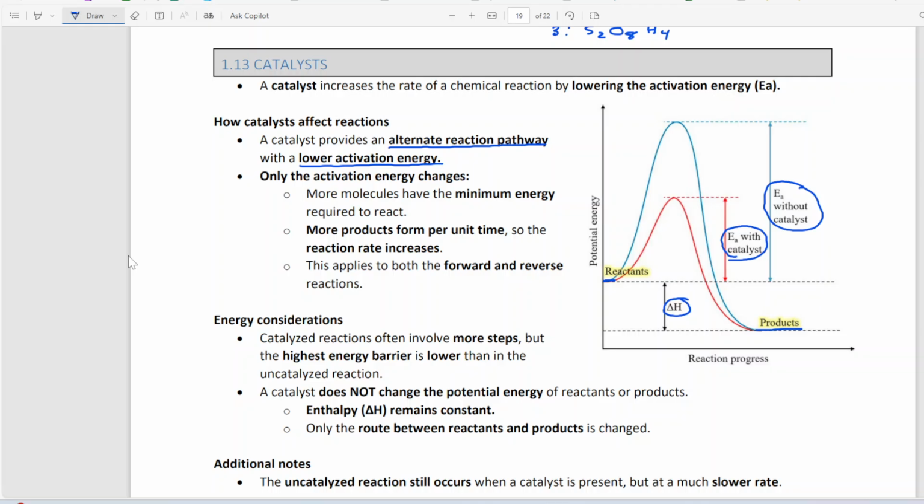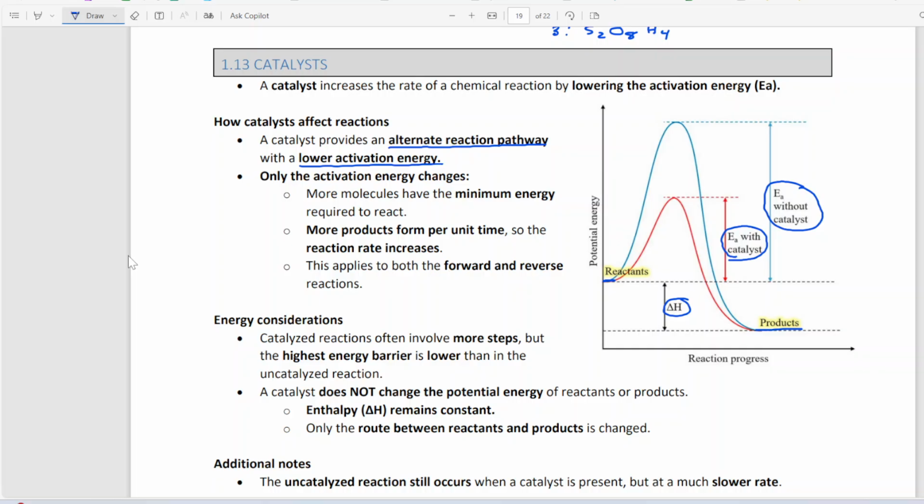The key thing here is that a catalyzed reaction often involves more steps than your original reaction mechanism, but the highest energy barrier is lower, which makes it faster. And again, the catalyst does not change the potential energy, so the delta H remains the same.